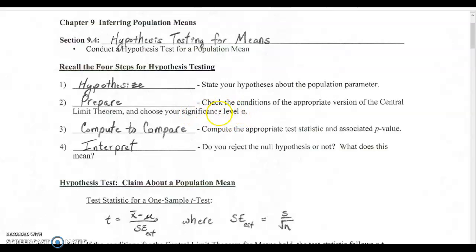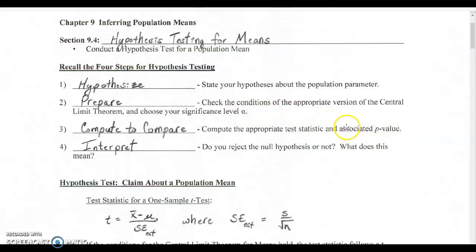Remember, alpha is the small chance that we're willing to take of rejecting H0, what we assume to be true about the population mean, when in fact it actually is true. And then the third step, we want to do our computation. So we compute to compare. That's where we find the appropriate test statistic and its associated p-value. The p-value will be the actual risk we're taking of rejecting H0 when it's actually true. And so we'll compare that p-value to the significance level.